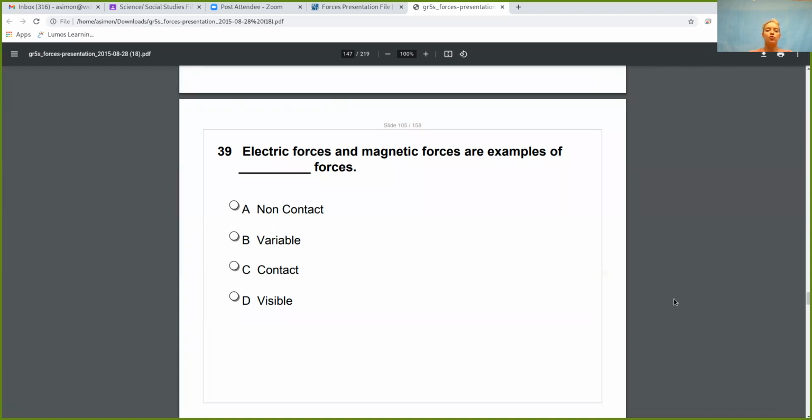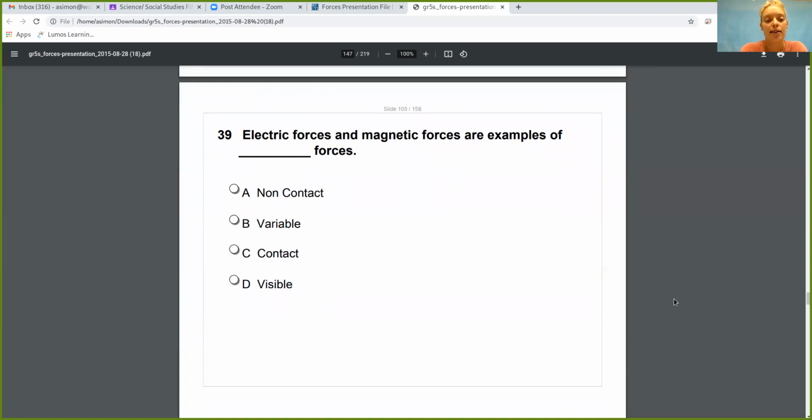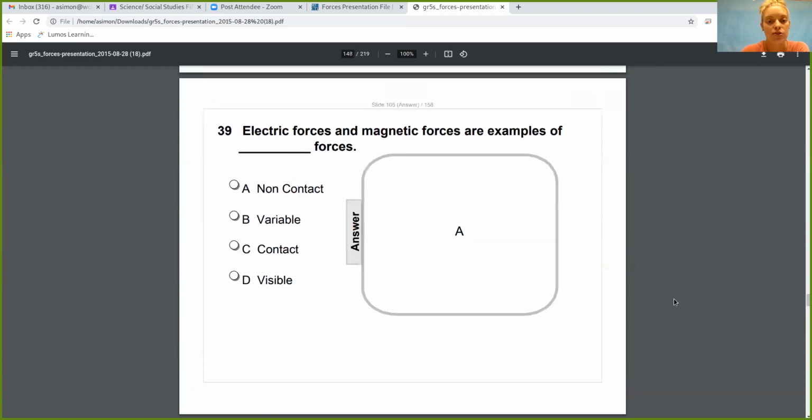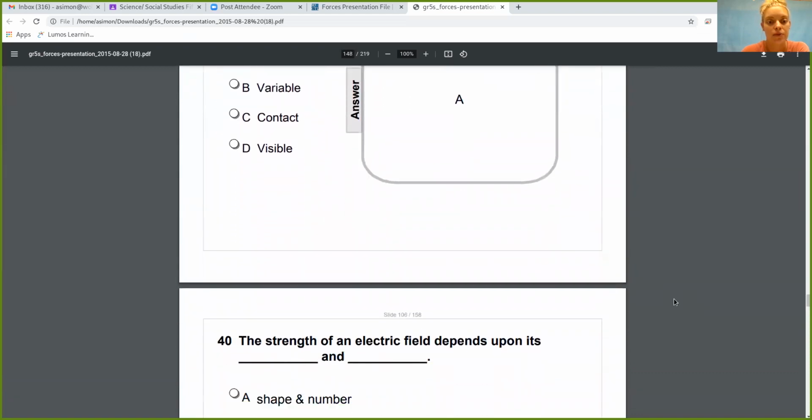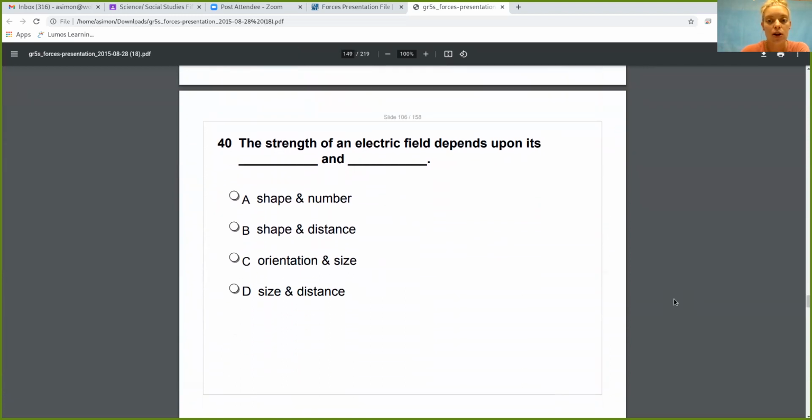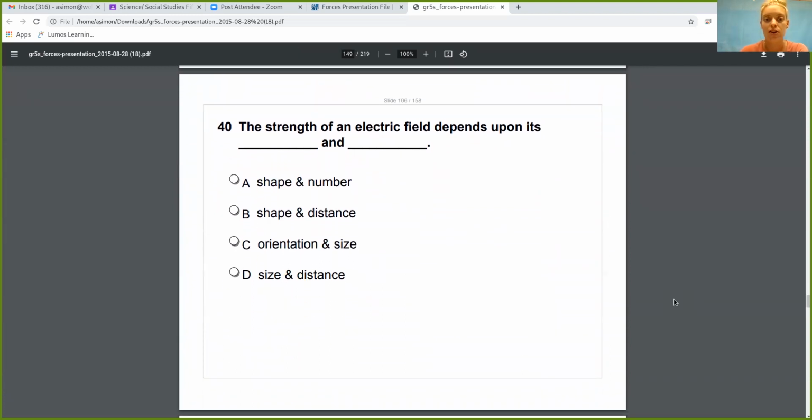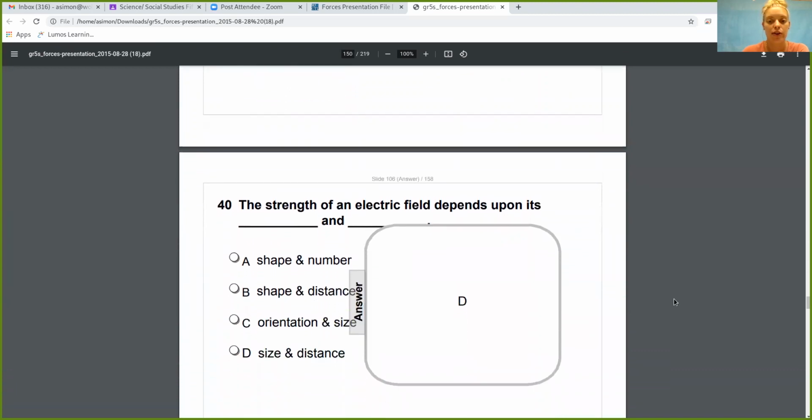Electric forces and magnetic forces are examples of what kind of forces? Non-contact, variable, contact, or visible? Think back to the beginning of the unit. If you said non-contact, you are correct. The strength of an electric field depends upon what two things? We just talked about this. Shape and number, shape and distance, orientation and size, or size and distance? If you said D, size and distance, you are correct.